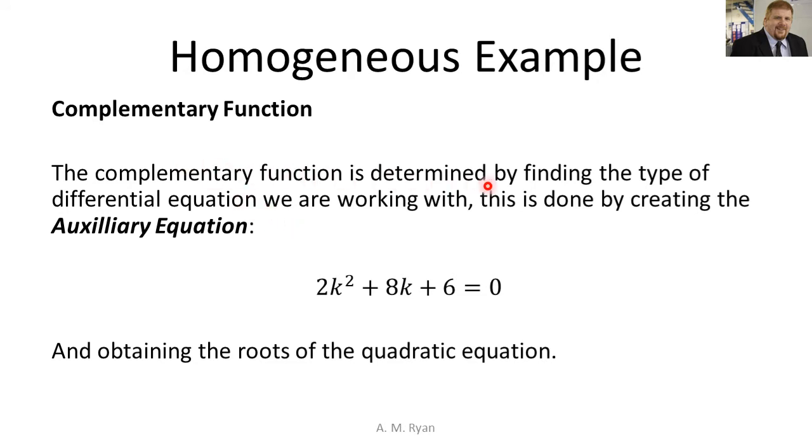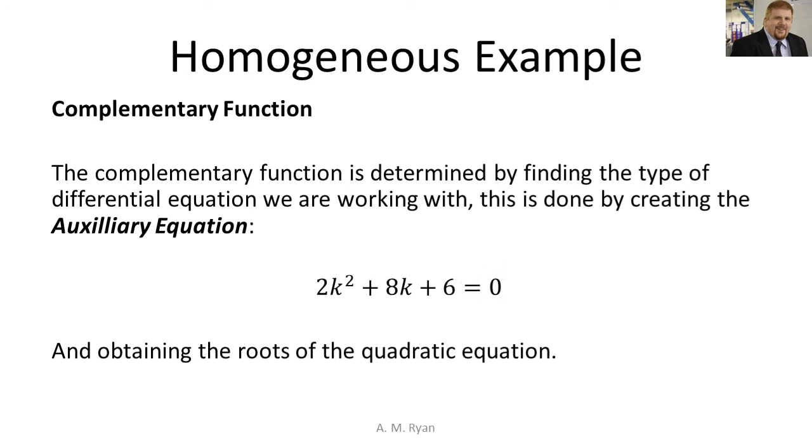Now initially with the complementary function, what we need to do is find what type of differential equation we have. There'll be more on that coming in a minute. Okay, and this is done by creating the auxiliary equation. Now what effectively we do is we replace our d squared y dx squared by k squared, dy dx by k, and y becomes 1, because it's effectively k to the power of 0. Okay. And now we've got a quadratic equation that is equal to 0.